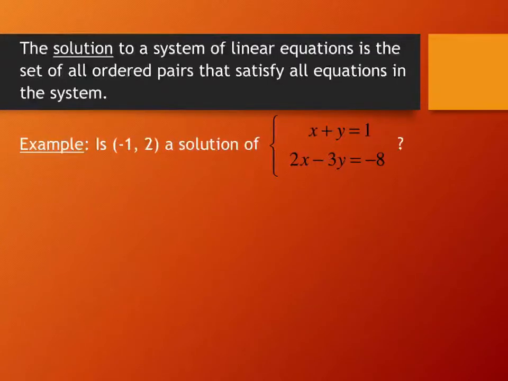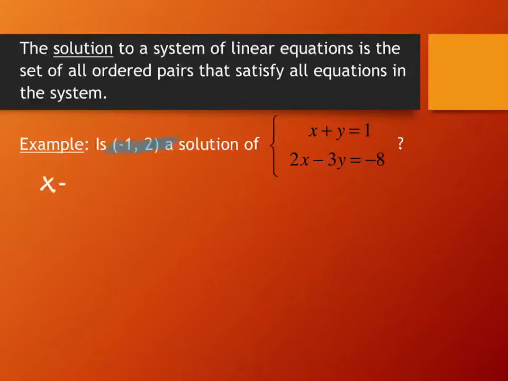So for starters, a solution to a system of linear equations is the set of all ordered pairs that satisfy all the equations in the system. So if we're working with 2 equations like this one, where it has x plus y equals 1 and 2x minus 3y equals 8, what we want to know on this particular problem is whether or not the point that they're giving us, this negative 1, 2, is a solution. So in order to be a solution, it has to work, that is, it has to make both sides of each equation equal to the same thing. So in order to test that, we simply evaluate it into our equation.